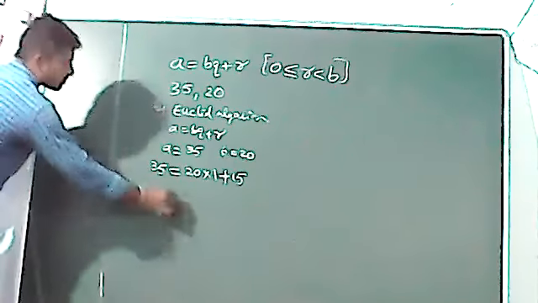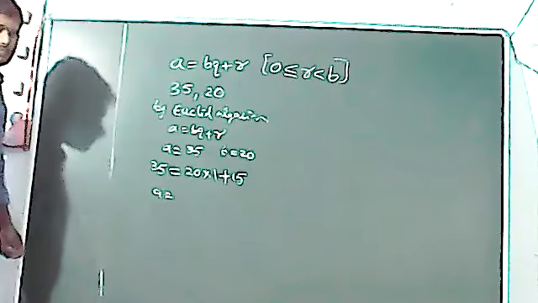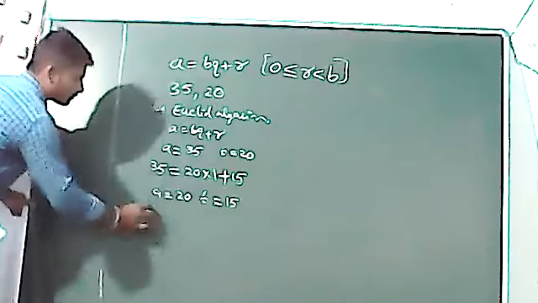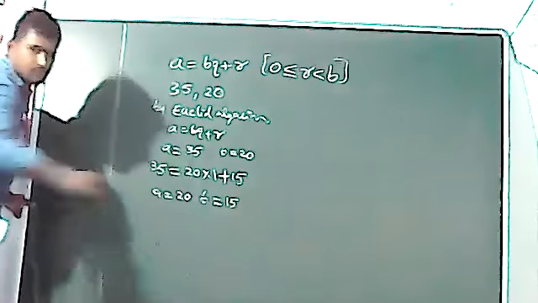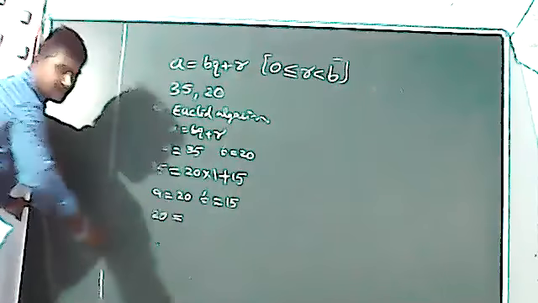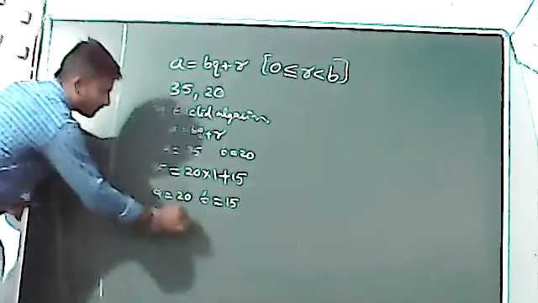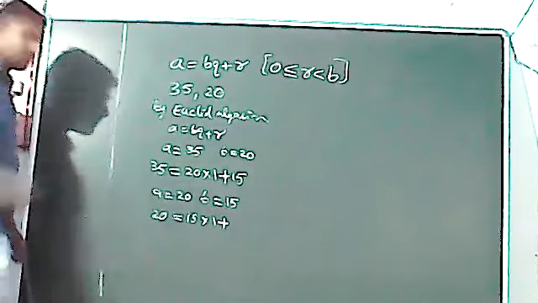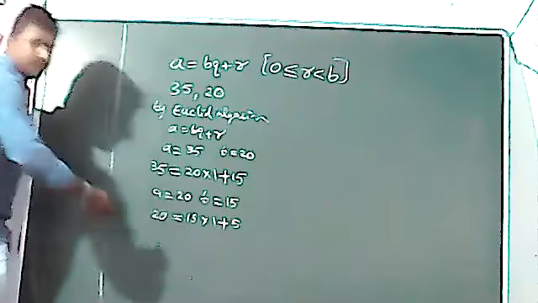Next, second step. A is equal to 20, B is equal to 15. Now substitute these A and B values in the Euclid division lemma. 20 is equal to 15 into 1, 15 ones are 15. Then what is the remainder? Plus 5. Okay, next go for the third step.